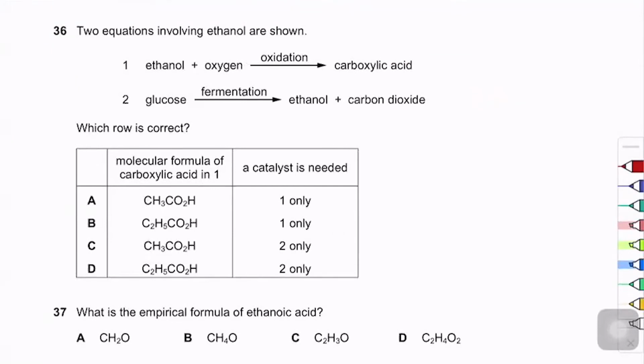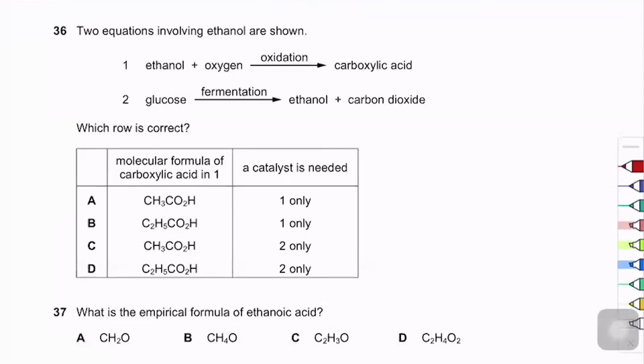Two equations involving ethanol are shown. Okay. Which row is correct? All right. Two equations involving ethanol are shown. First one is oxidation. Ethanol plus oxygen makes carboxylic acid. That's true. Ethanoic acid is made in presence of an oxidizing agent.